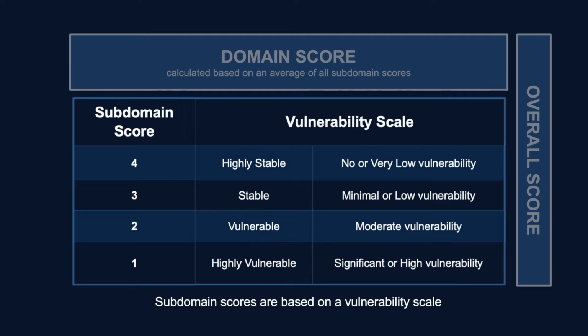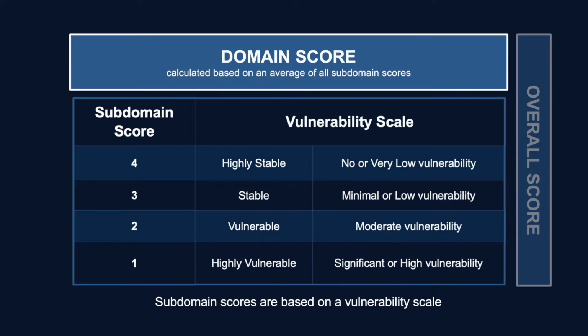The second type of score is the domain score. The domain score is calculated based on an average of all subdomain scores. It's important to note that every domain has a different number of subdomains. Some have 3, some have 4 or 5 subdomains. So you should be careful to always divide the sum of the subdomain scores by the total number of subdomains.